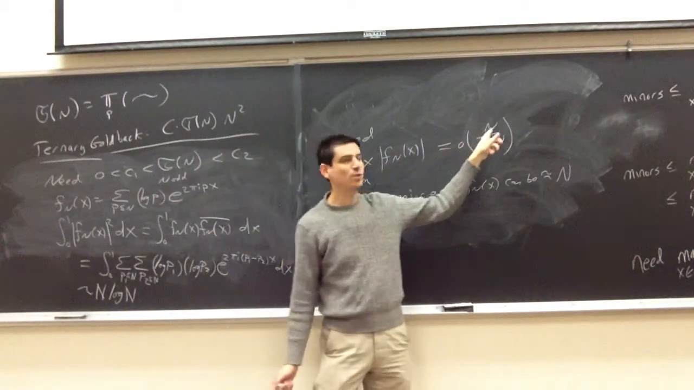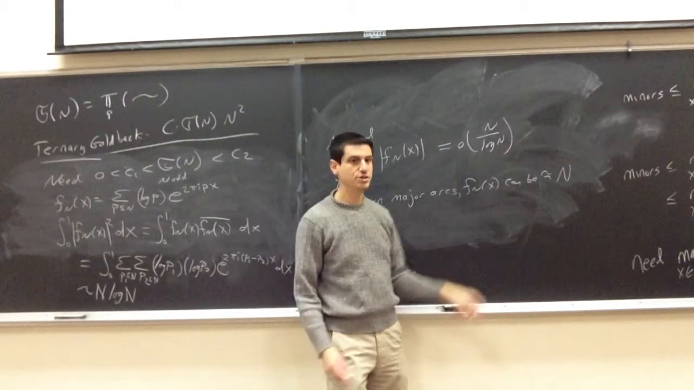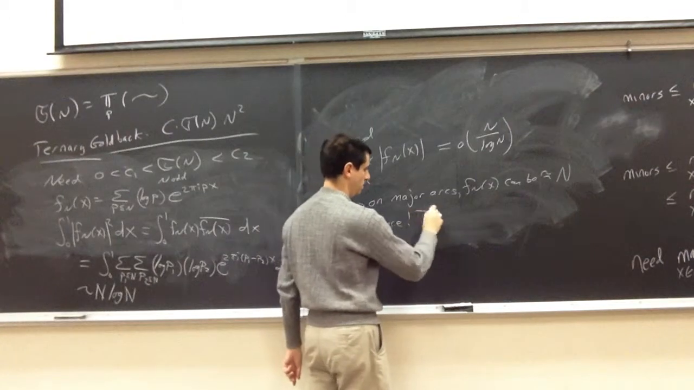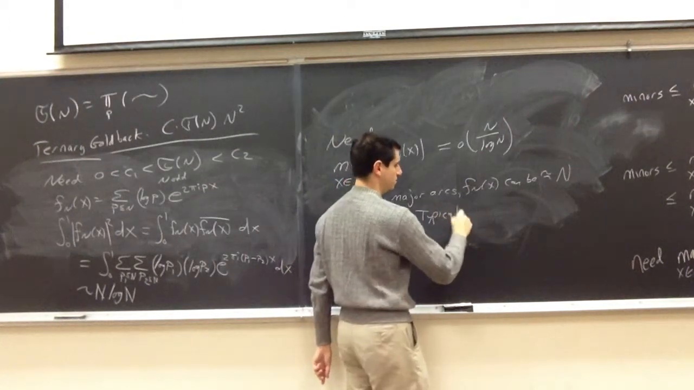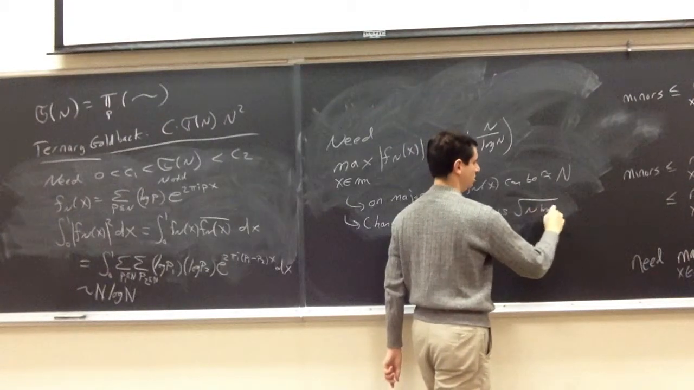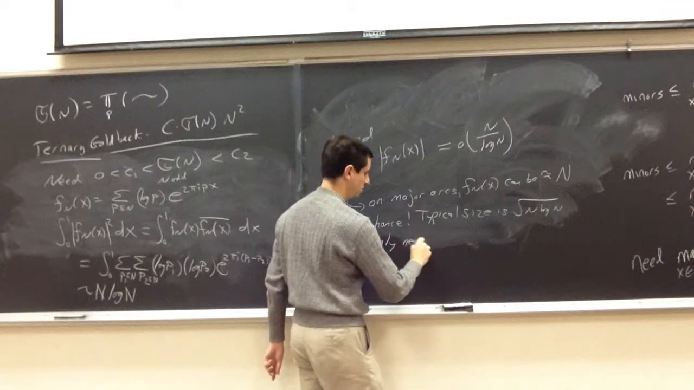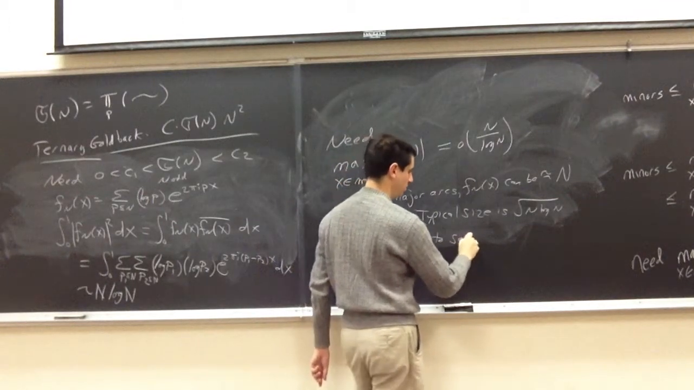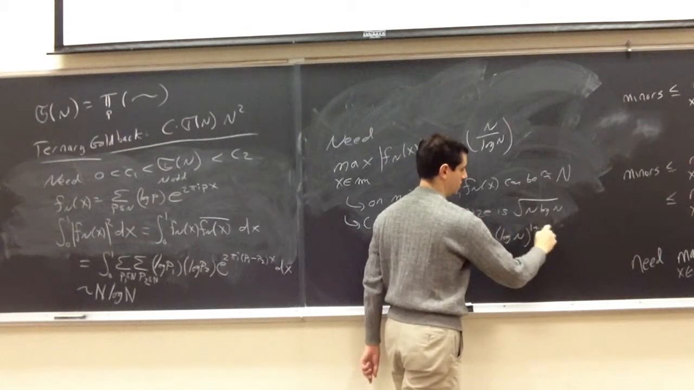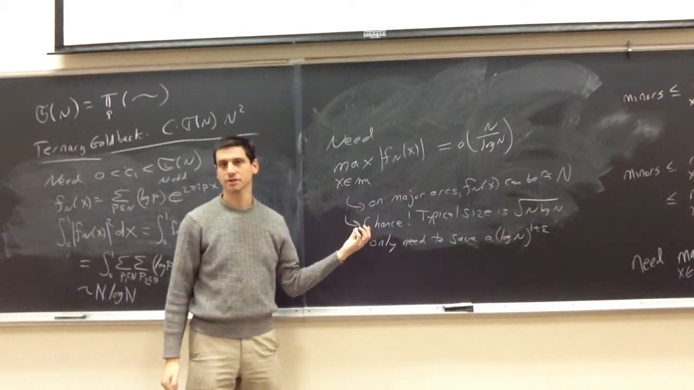All I need is a bound where I'm saving a little bit more than a logarithm. So there's a chance. The typical size is square root of n log n. We only need to save a log of n to the 1 plus epsilon. And that's how the proof is then completed.